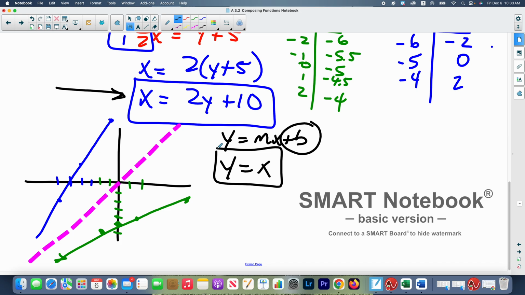Why y equals x? Why do you think that works? How did we get the tables? What did we do? We switched the x's and the y's. So if this x is equal to that y, then they would be mirrors of each other, all right? See how that's kind of working as we're going? So they're reflected over the line y equals x.